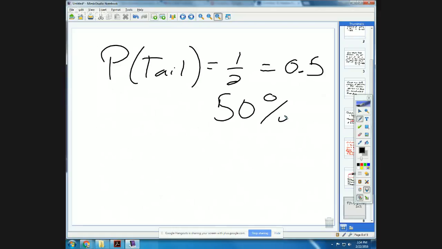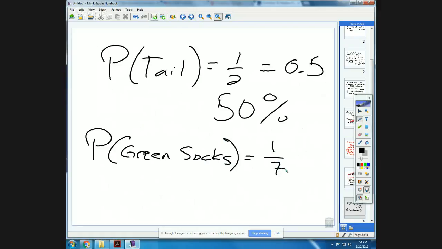My socks were a little trickier. The probability of getting green socks was 1 out of 7. Unfortunately, 7s don't make a good decimal, do they? Why not? What kind of denominators make good decimals? Even. Even ones make good ones.